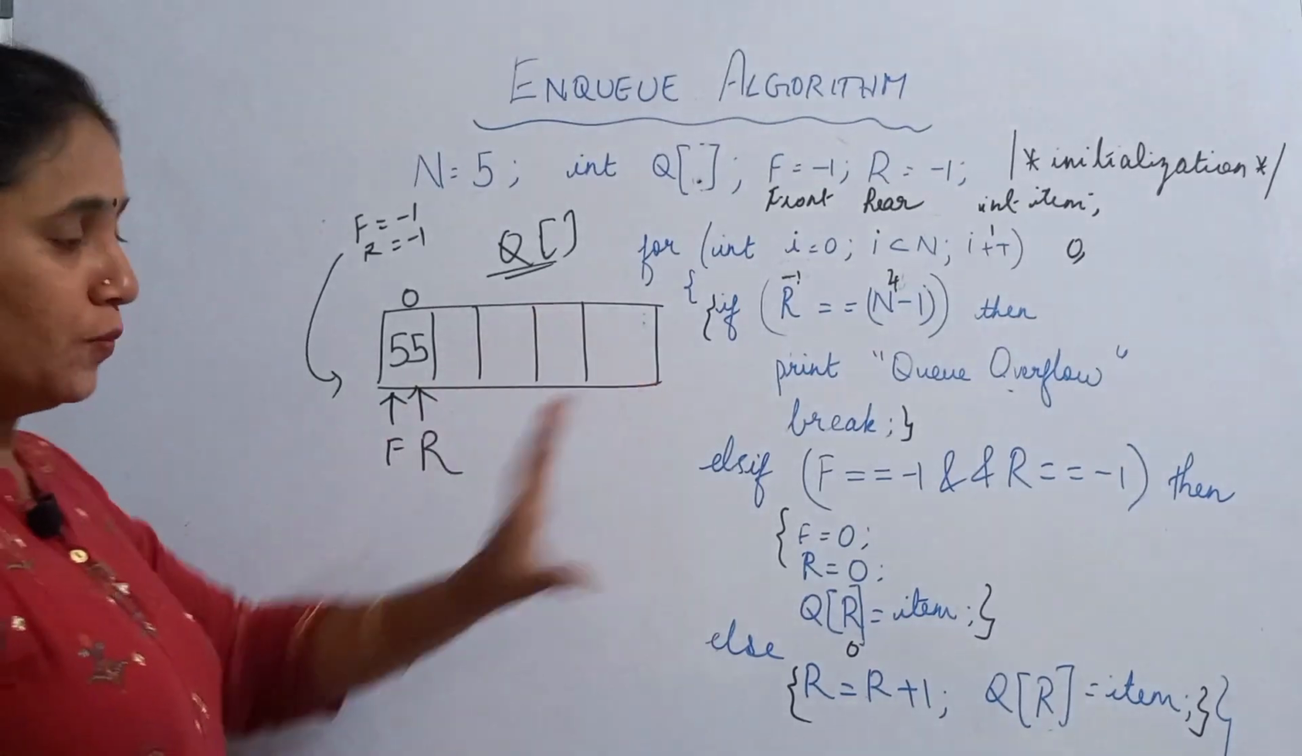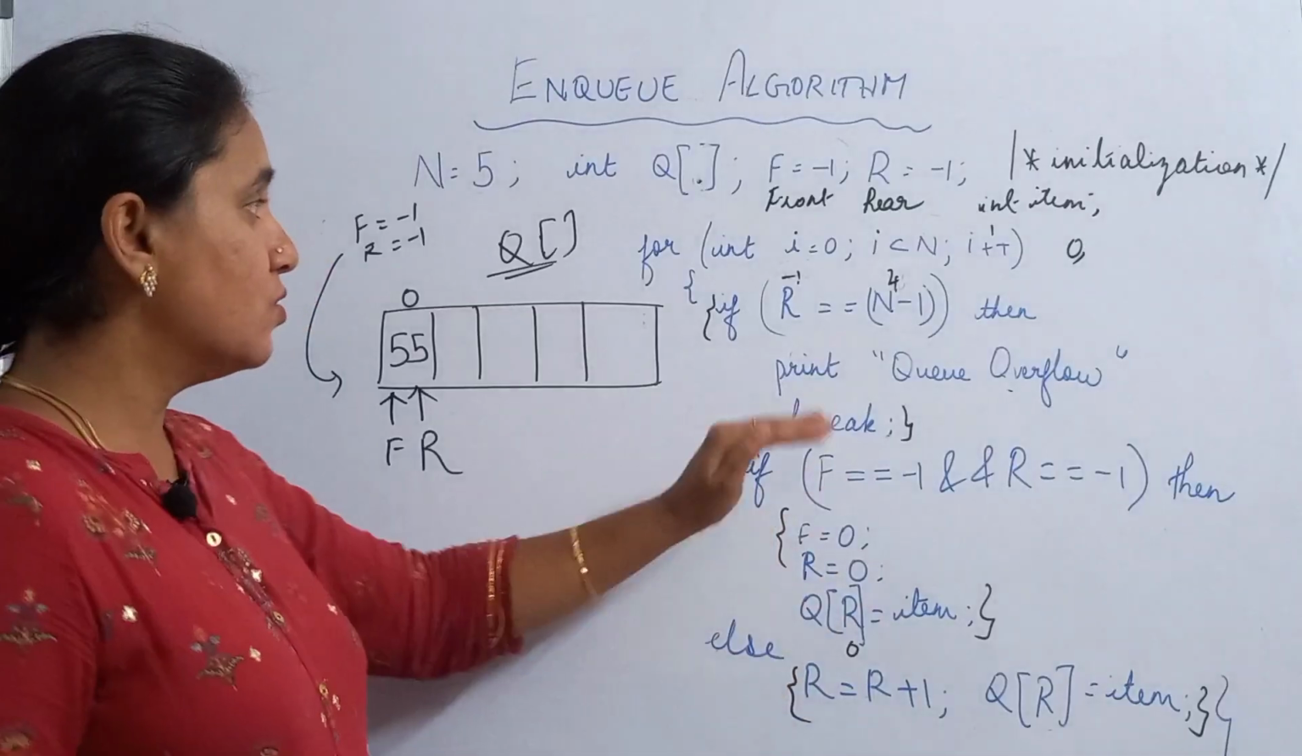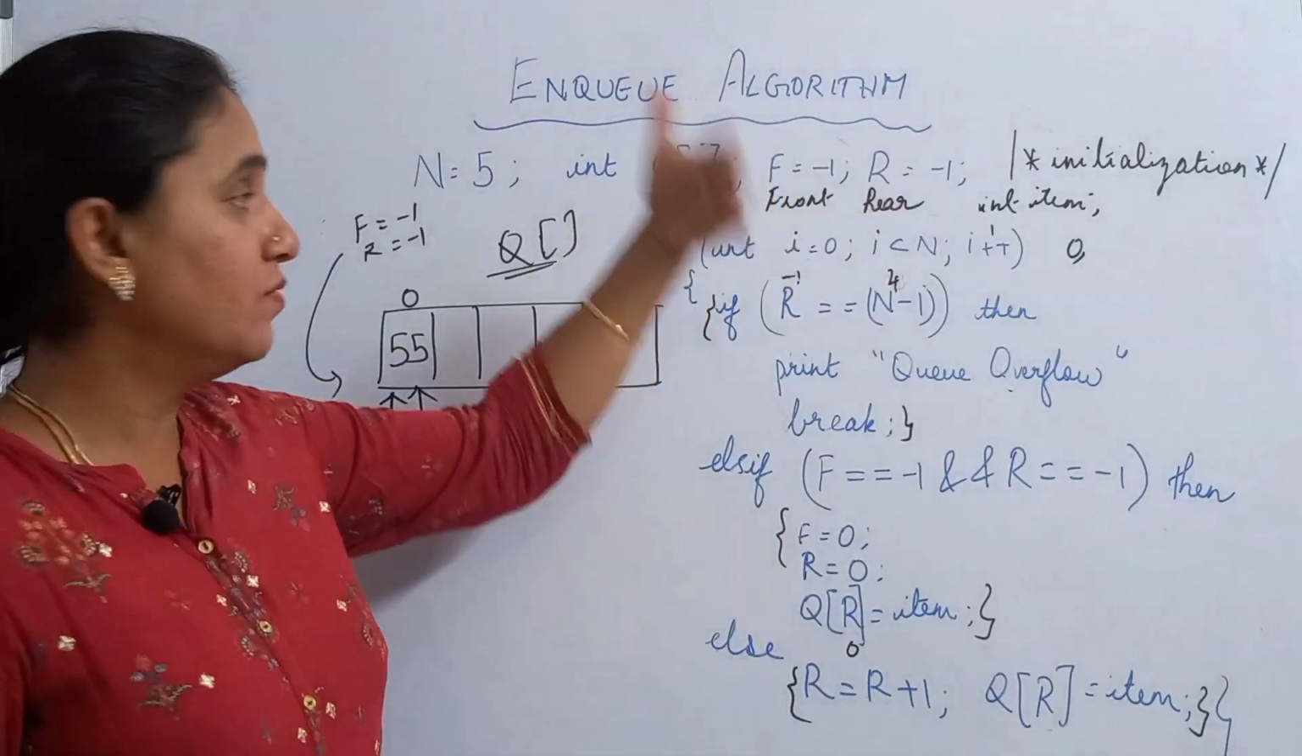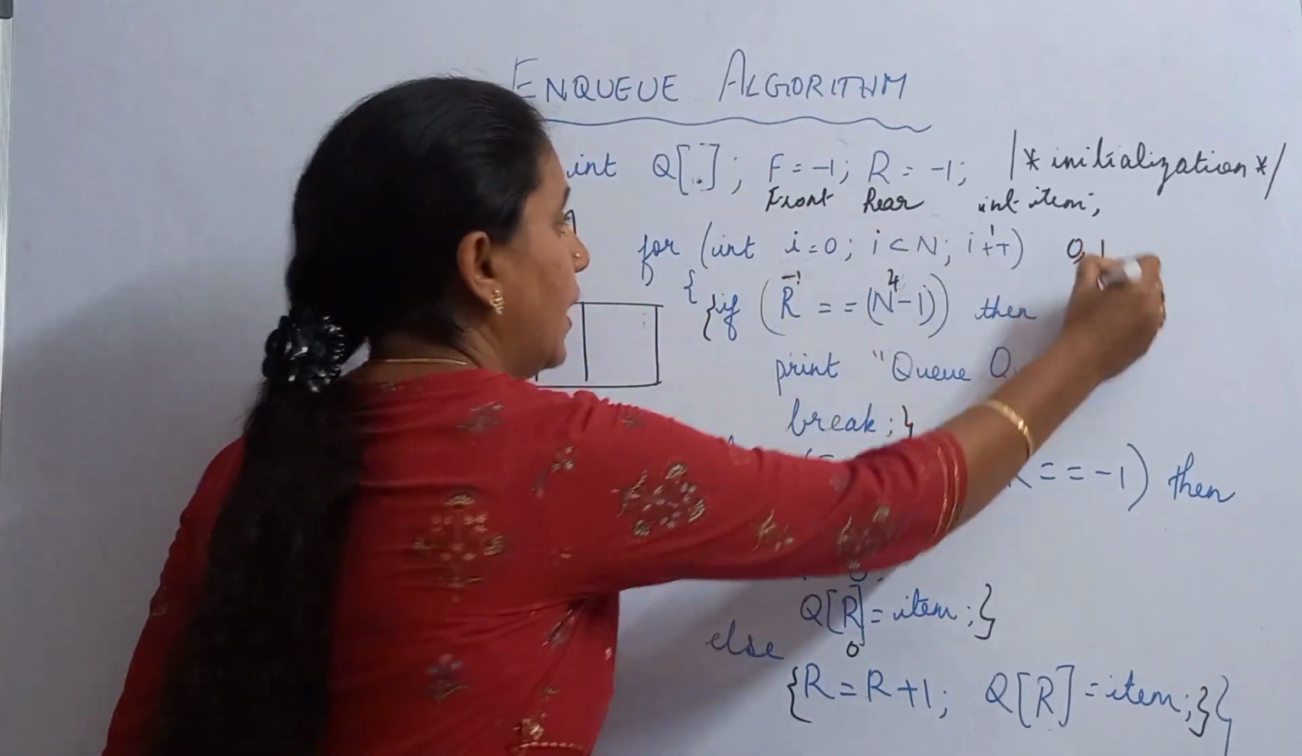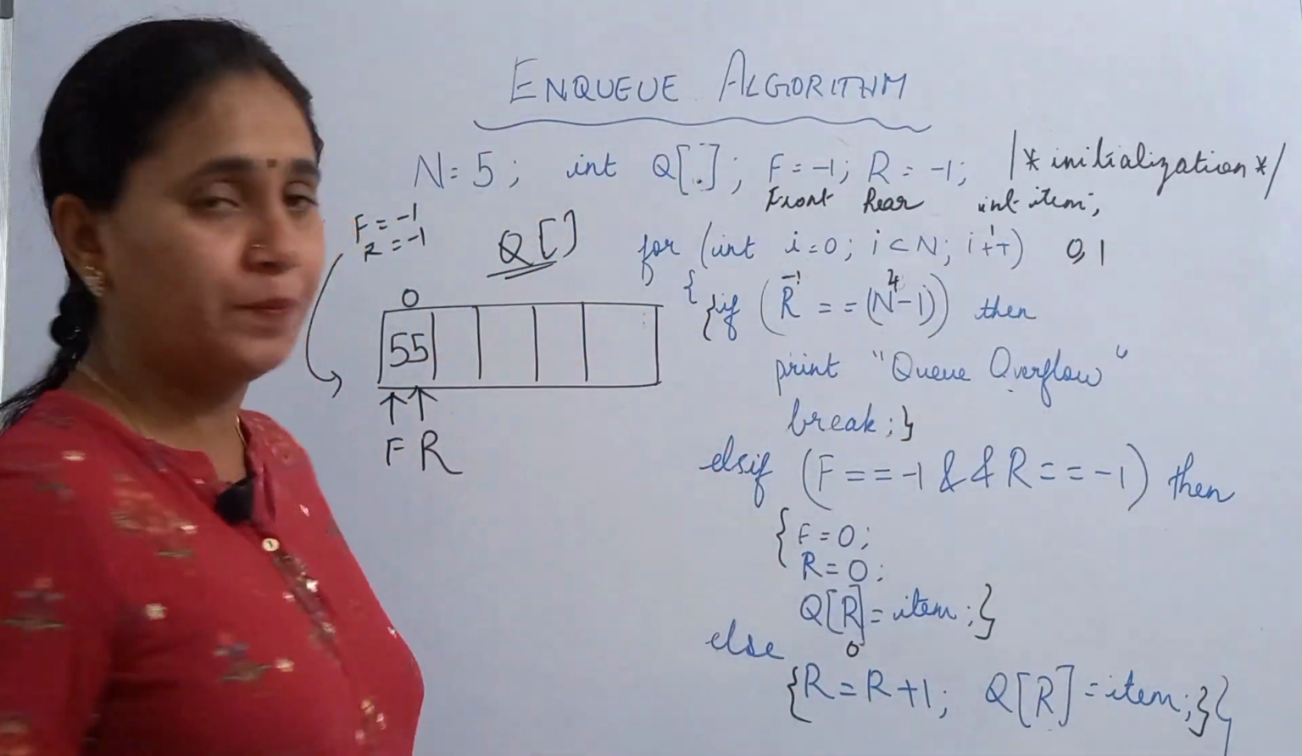Okay friends, now the loop is completed. So now we are going to start the operation from the beginning. Now if you see, the i value is 1 now, isn't it?